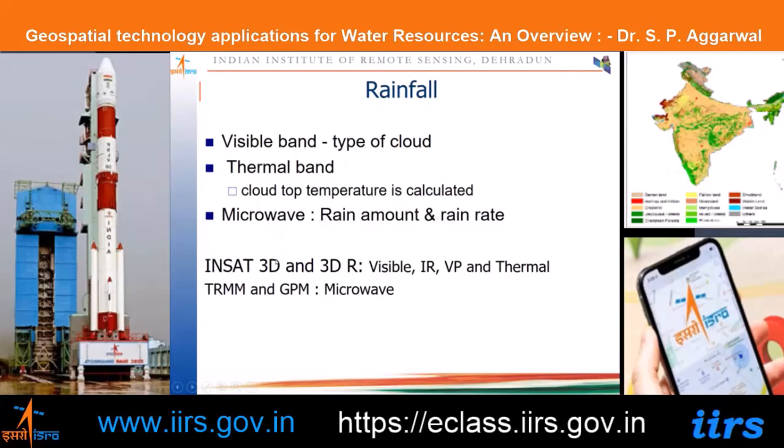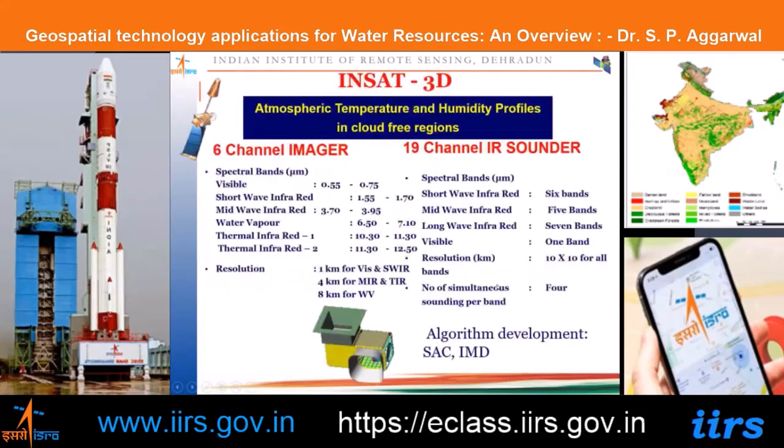INSAT-3D and 3DR provide information in the visible and thermal bands, while TRMM, and nowadays GPM, the Global Precipitation Mission, has microwave data. INSAT-3D has a 6-channel imager, with visible and thermal bands like 10.3 to 11.3 and 11.3 to 12.5 micrometers. It also has a sounder, which gives you information on temperature and humidity at every kilometer.